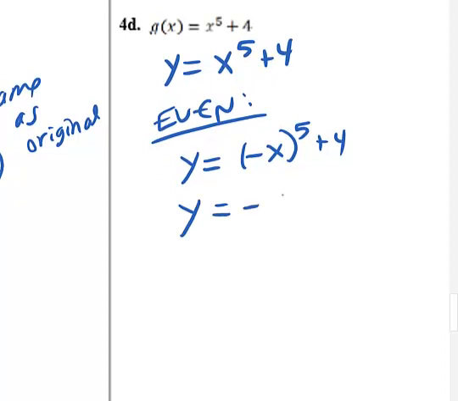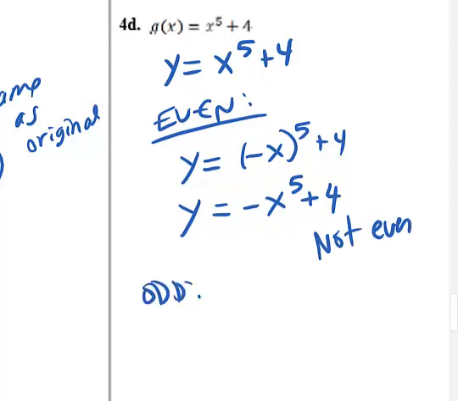Which now you can probably see why they call it even. But since it's an odd power, the negative doesn't go away. And this is not the same as the original, and even if I try to multiply or divide by -1, it'll still look different from the original. So this guy's not even.